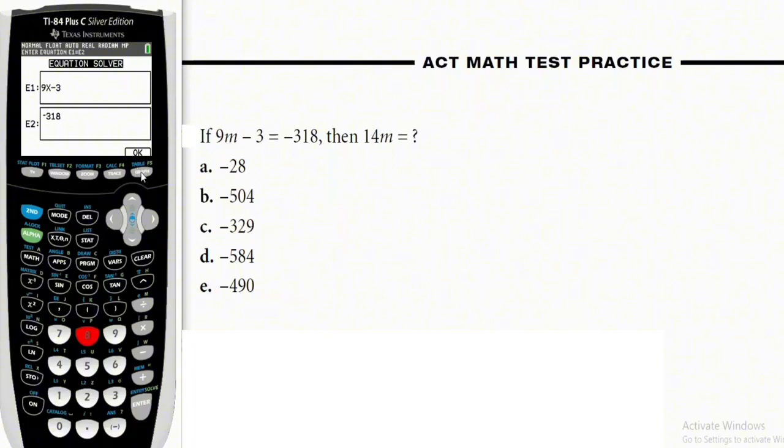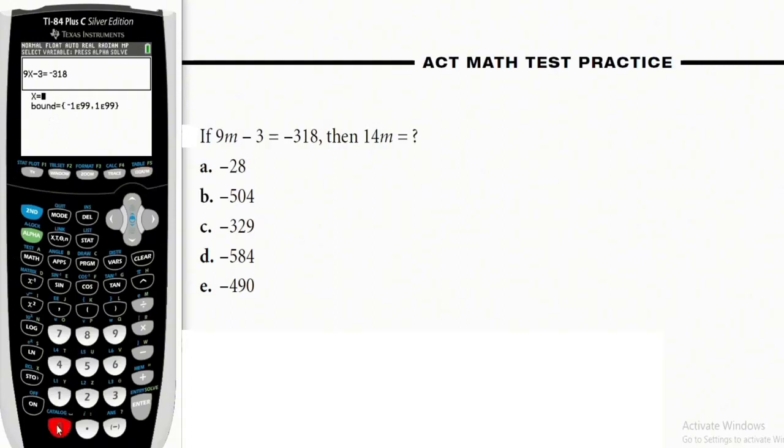Press graph for OK. Assign x to be 0. So press 0. We are good to go. Now press alpha and enter button to solve it. So our x is what? Minus 35.